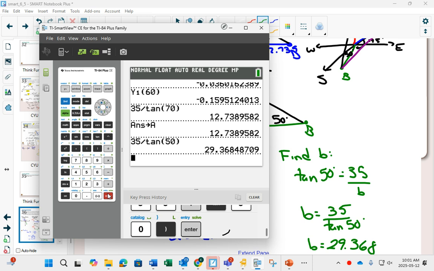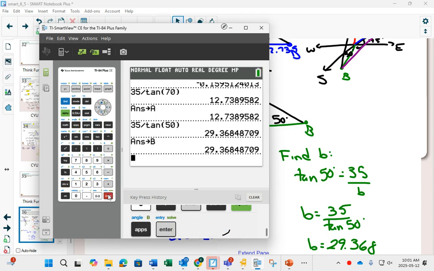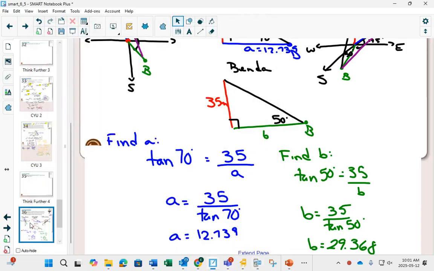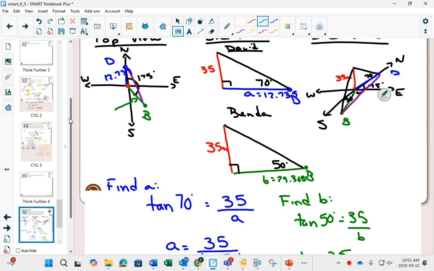And I'm also going to hit the store button here, and this time use the letter B. So now I've stored A as 12.739 and B as 29.368. I can go back here and label everything I know now. I know that this is 29.368. I can label that also on here. I could label them on the blue and the green on that 3D one as well.